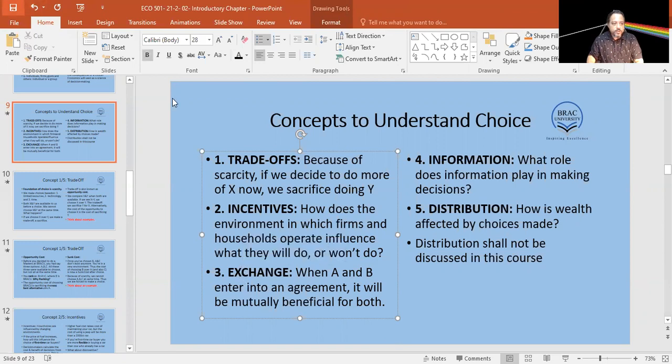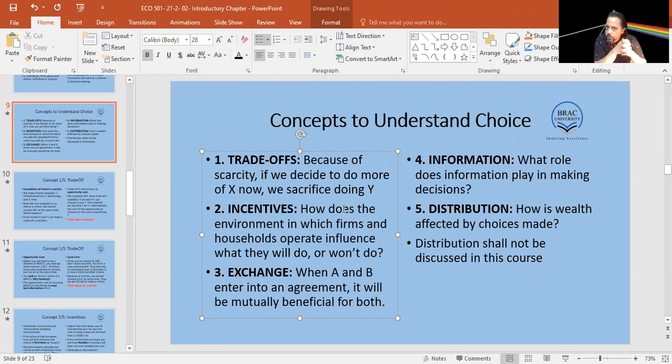Number 3 concept is exchange. Exchange is nothing but something moving from A to B, from one individual to another. How will it move from one individual to another? What are its consequences? We'll look at that a little bit later. The 4th concept is information. What role does information play in making decisions? We'll look at that in detail later.